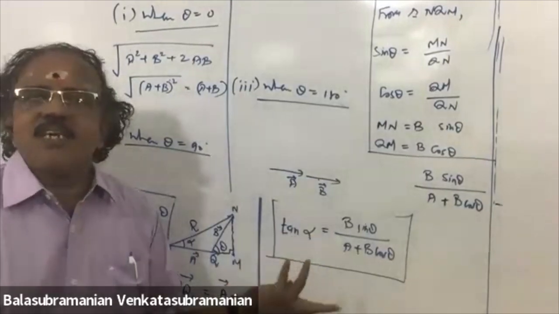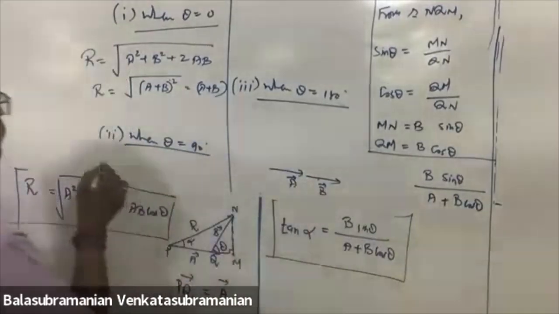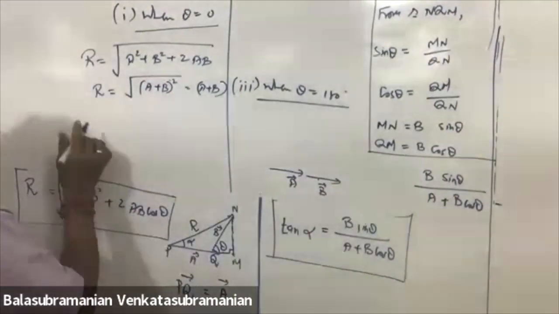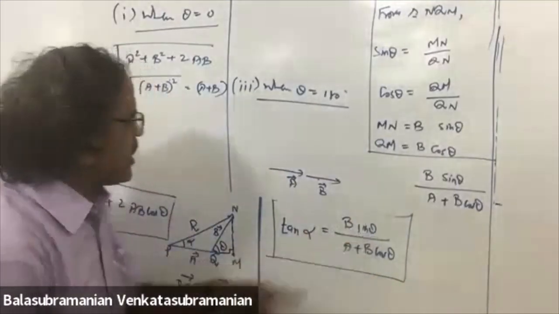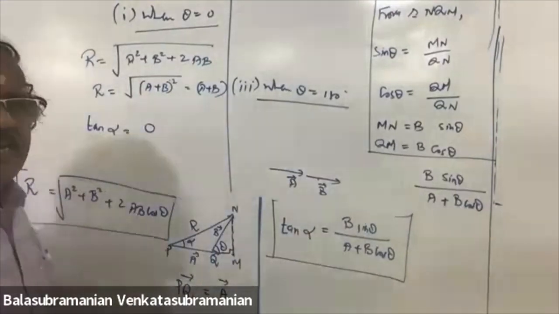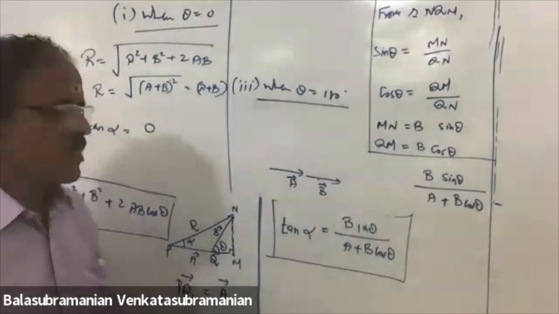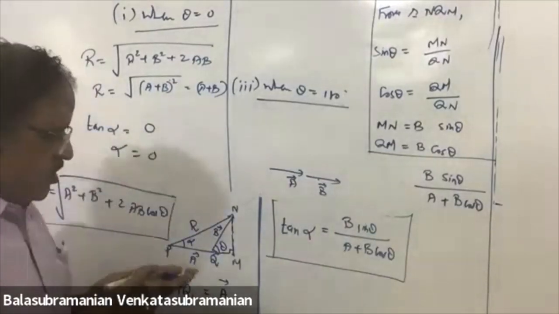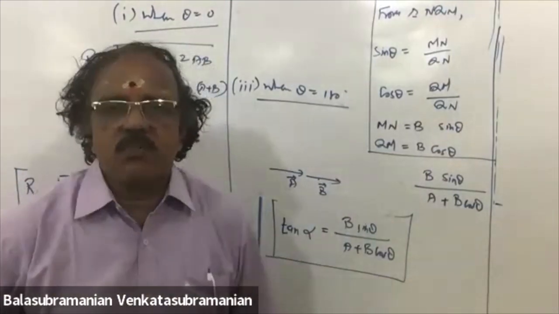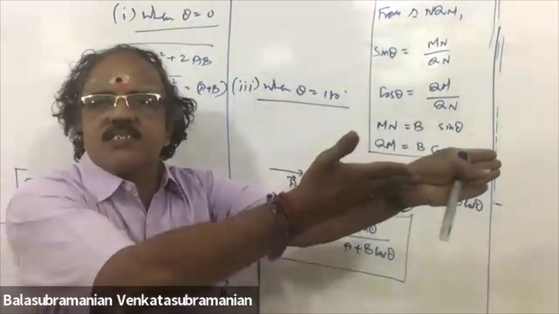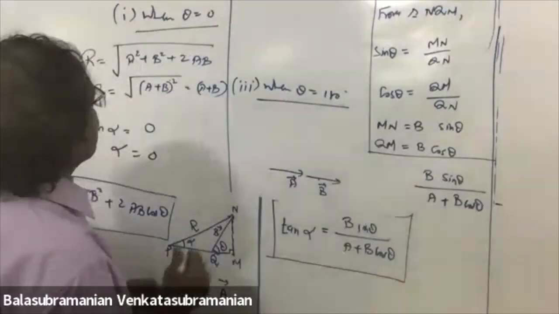Then I don't have any resultant direction now, sir. Same direction only. Yes, you see here. Tan alpha is equal to B sin theta. B sin 0. Sin 0 is 0. Denominator, let it be anything. So alpha is equal to 0. So the angle between the resultant and the vector A is 0 because both the vectors are pointing in the same direction.